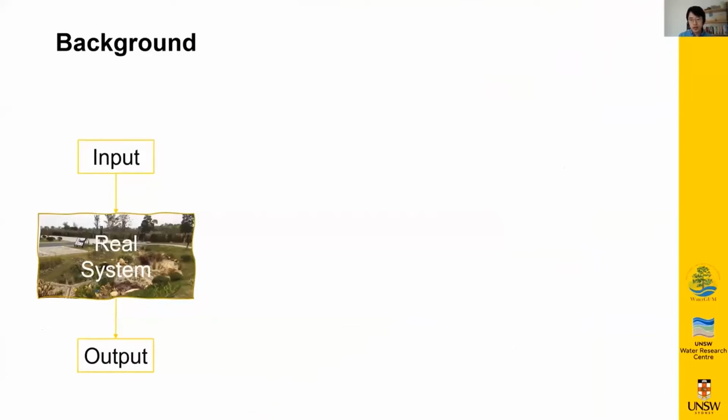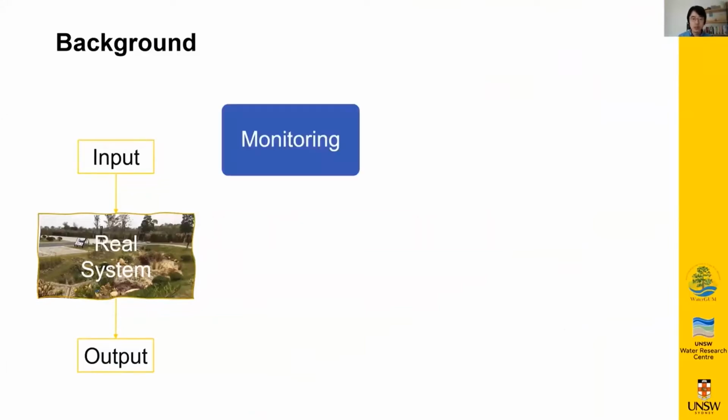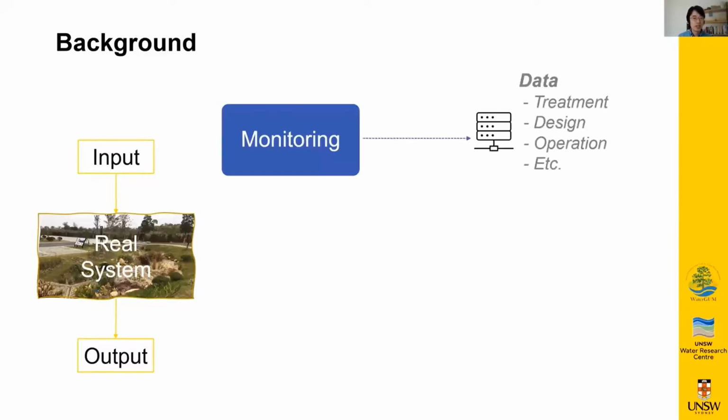As we all know, if we want to understand a system, it could be an urban catchment, or it could be a nature-based solution for stormwater treatment, and we want to know what the input and the output of these systems are. The best way is to do monitoring, of course, and we can collect data on the treatment alongside the design and operation of the systems. This is going to be the most reliable data that we have.